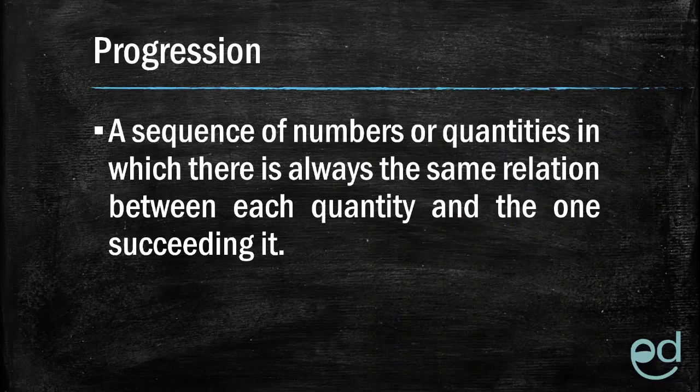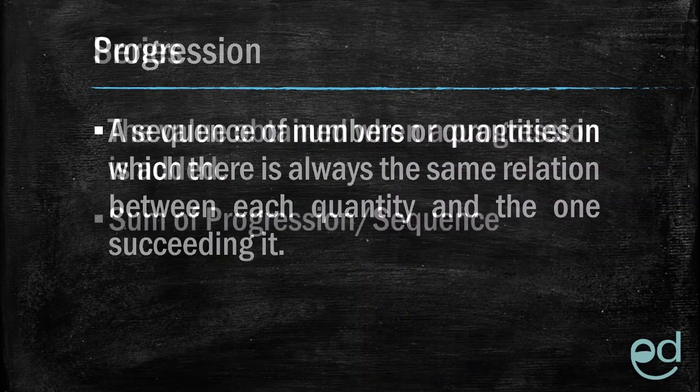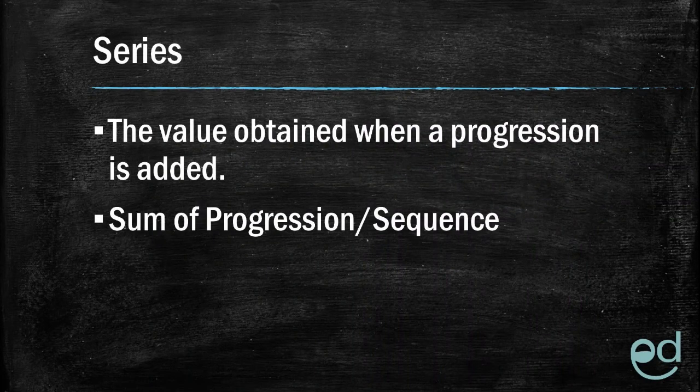Time's up! So what is progression? Progression is a sequence of numbers or quantities in which there is always the same relation between each quantity and the succeeding one. Series, on the other hand, is the value obtained when the progression is added. It is also known as the sum of progression or sequence.